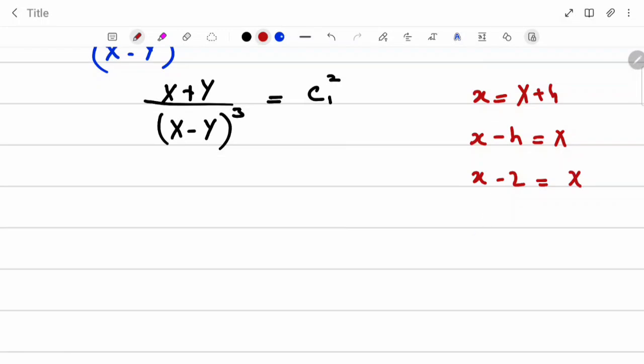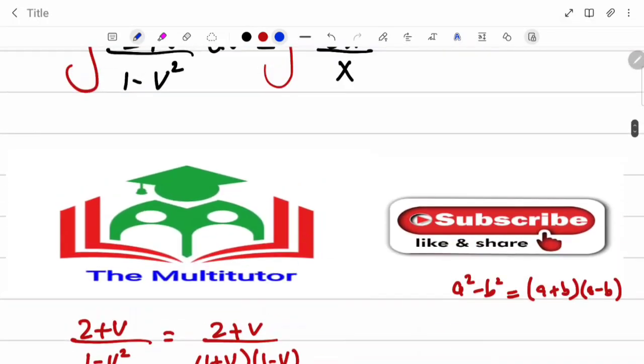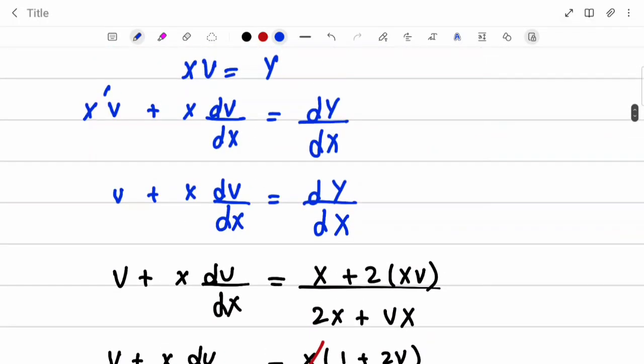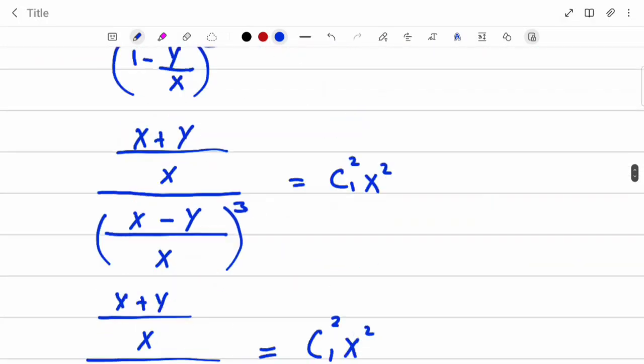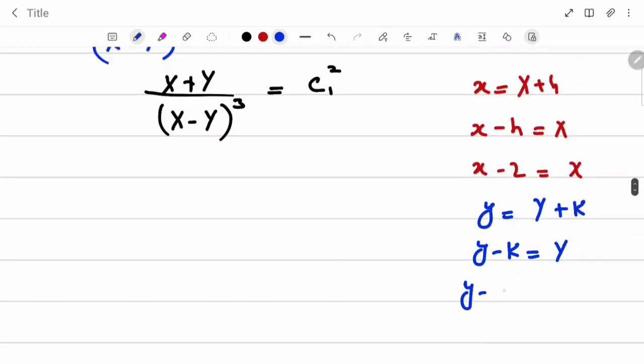Similarly, for y, we have smaller y equals capital Y plus k. So y minus k is equal to y. So the y value is already, I think, negative 1. Oh no, it's a positive 1. So we are left with y minus 1. Now we need to substitute it into the original equation.